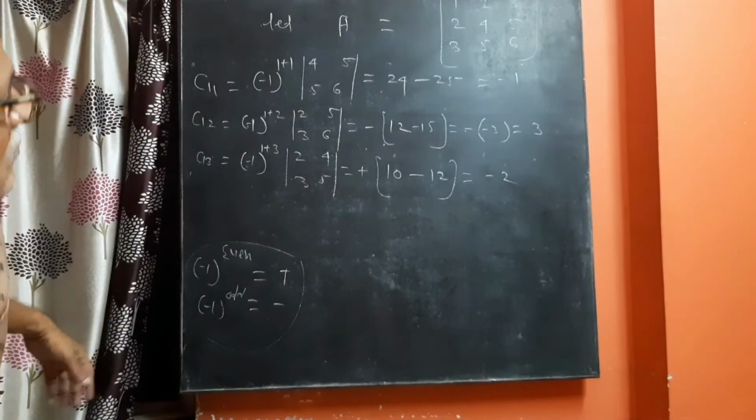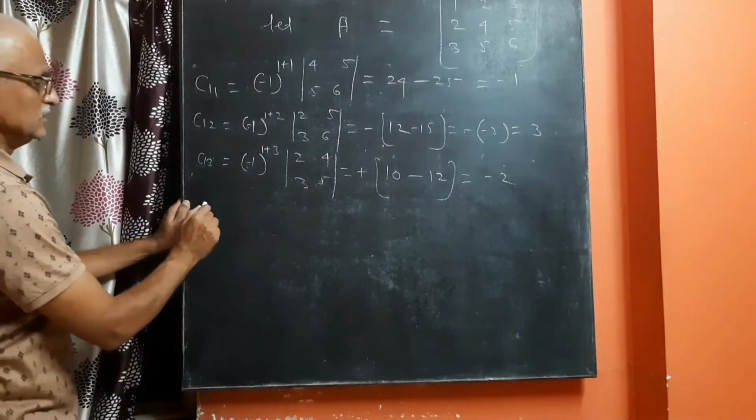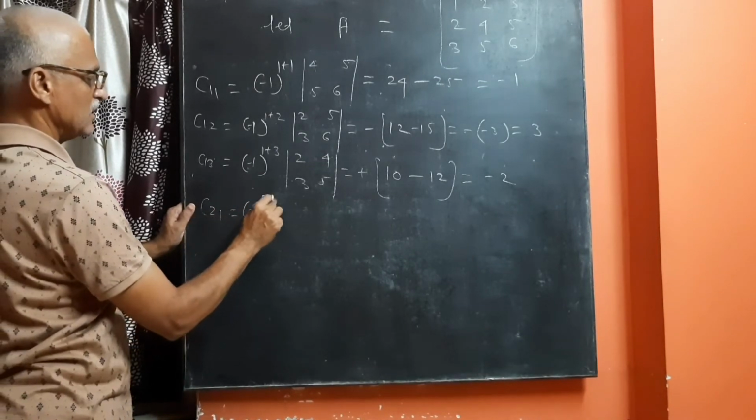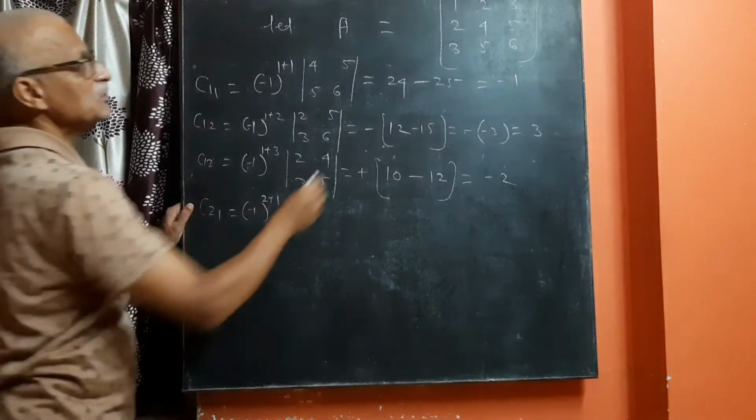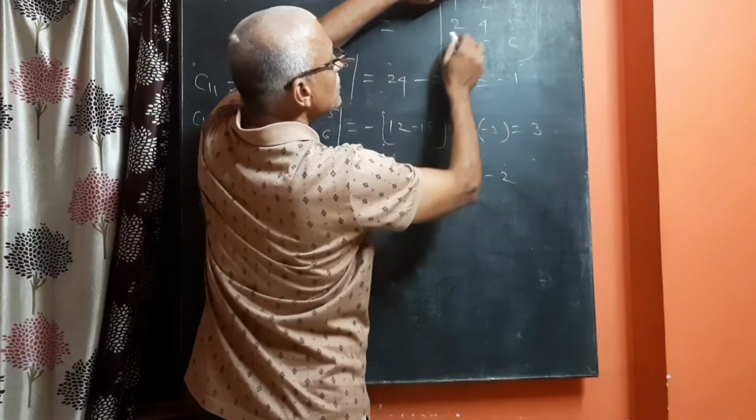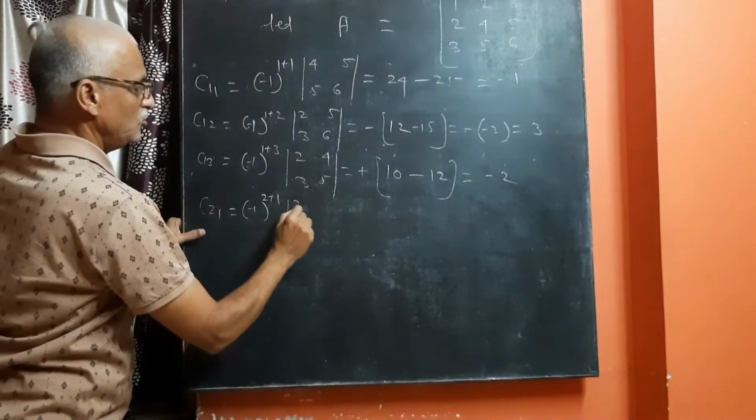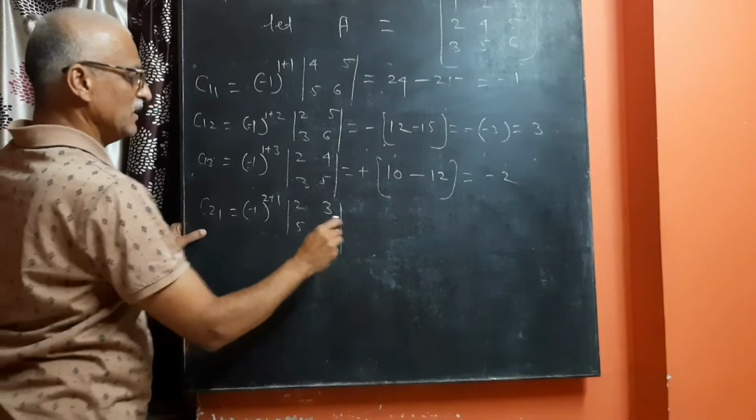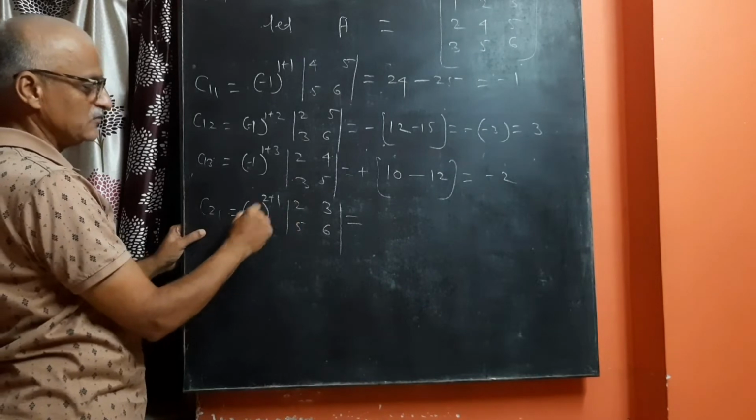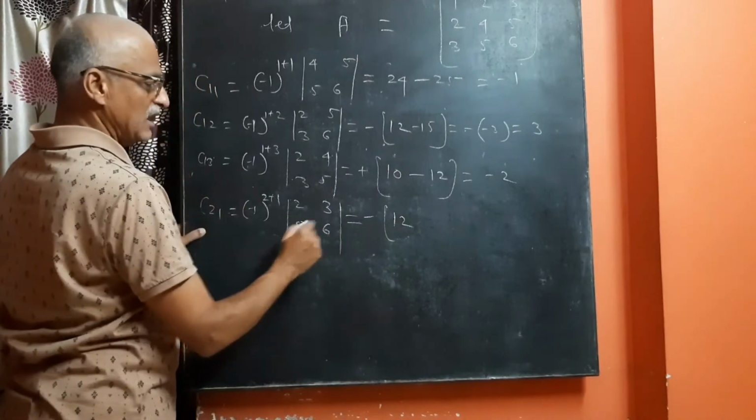Then comes C21, which is equal to minus 1 raised to 2 plus 1 into the determinant of the remaining. C21 means this position: the middle row and the first column are left out. That means the remaining are 2, 3 and 5, 6, which equals minus 1 raised to 2 plus 3. 2 plus 3 is odd. Minus 1 raised to odd is minus, in bracket 2 into 6, that is 12, minus 15.